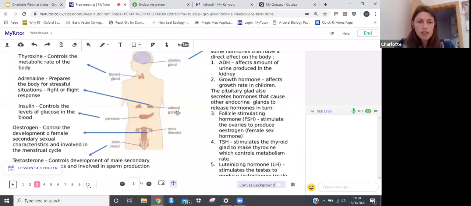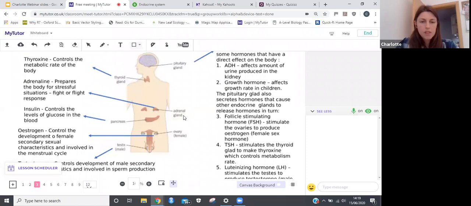Okay, so let's move on to the next gland. Let's go down the body. We've started with the pituitary gland in the brain, and then we're moving to the thyroid gland, which is in the throat, or just below the throat. The thyroid gland, as we've touched on before, releases thyroxine, which controls the metabolic rate of the body. And again, that's stimulated by TSH, which is the messenger hormone that goes from the pituitary gland. So thyroxine is the hormone released by the thyroid gland and controls the metabolic rate of the body.